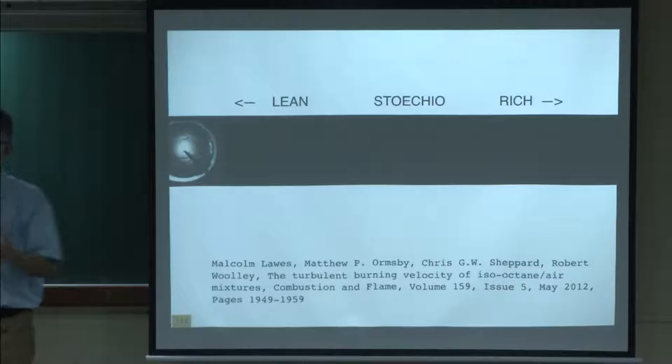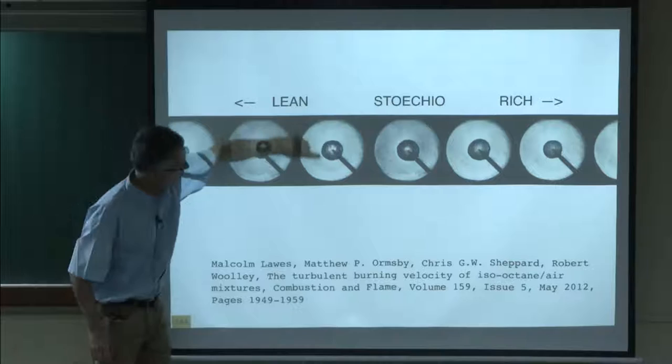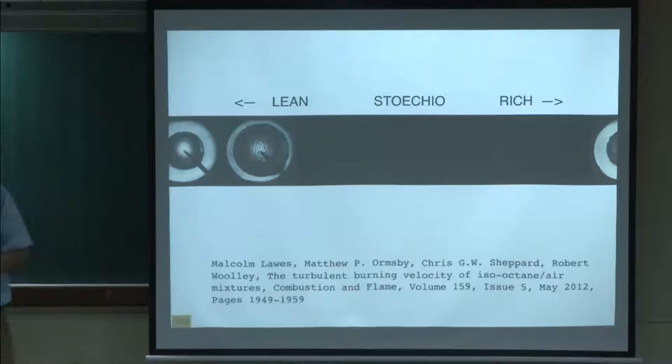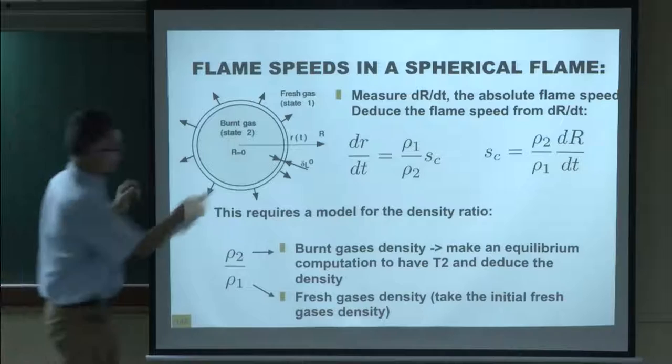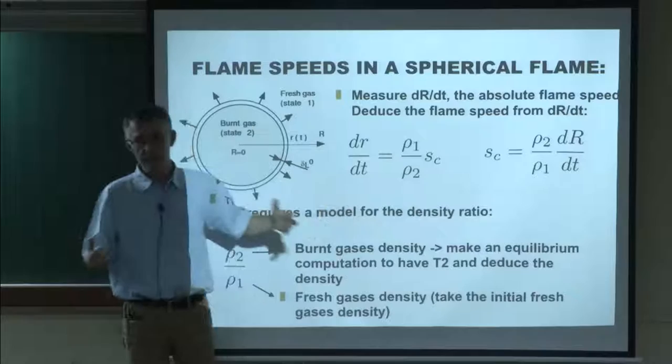How do you do that? Well, the only thing you measure in this experiment is really the flame position. You measure this point versus time. Once you have this point versus time, you can extract the flame speed. How do you do that? Well, you know that the velocity of this point, dr/dt, is equal to that. So if you want the flame speed, you have to write this expression.